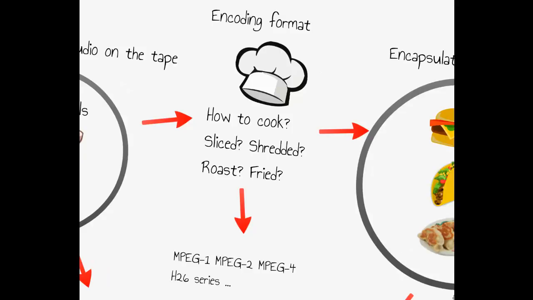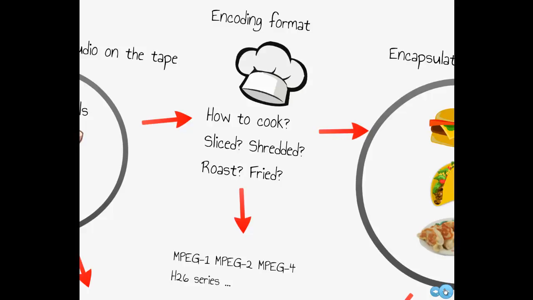Then a chef needs to do something with the meat, no matter it is sliced, shredded, roasted, or fried. This is called encoding. Generally speaking, the camera or computer encodes the original signal to be recognized by nonlinear system or player. The MPEG and H.264 series are both the commonly seen encoding format.